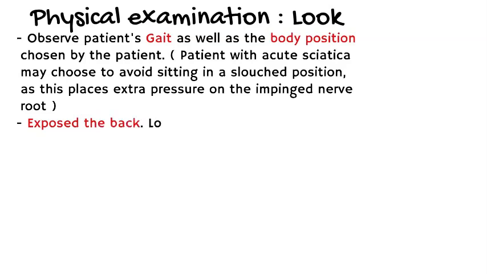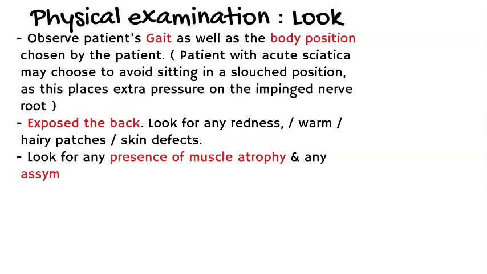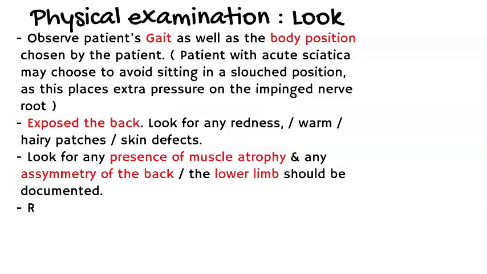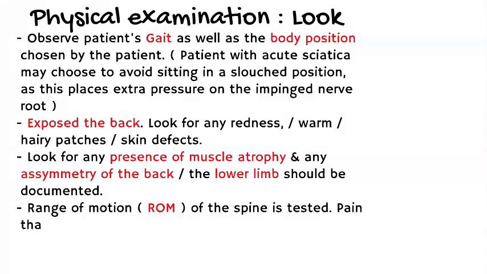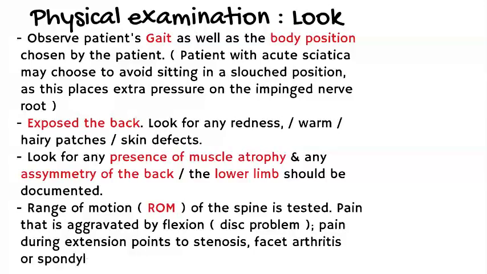Expose the back. Look for any redness or warm or hairy patches or skin defects. Look for any presence of muscle atrophy or any asymmetry of the back or the lower limb, which should be documented. The range of movement, ROM, of the spine is tested. Pain that is aggravated by flexion shows a disc problem. Pain during extension points to stenosis, facet arthritis, or spondylolysis.